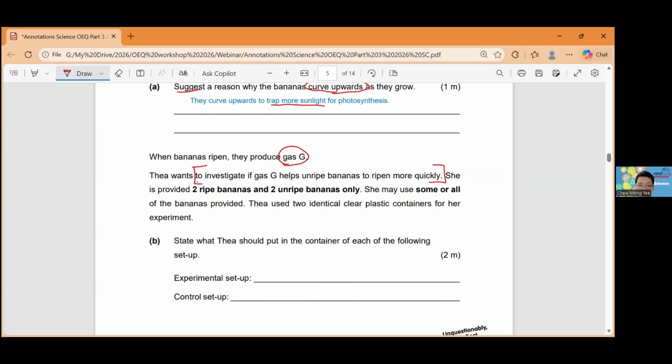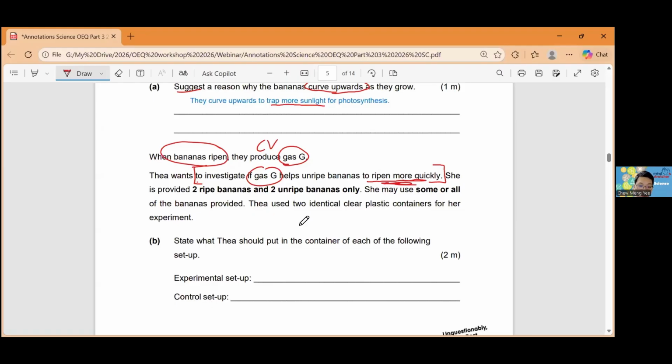So what is the change variable? The change variable is gas G, the presence of gas G. But where does gas G come from? Gas G comes from a ripe banana. So you can say the ripe banana is the change variable. And what are we measuring? We are trying to measure how long they take to ripen, so the rate of ripening.